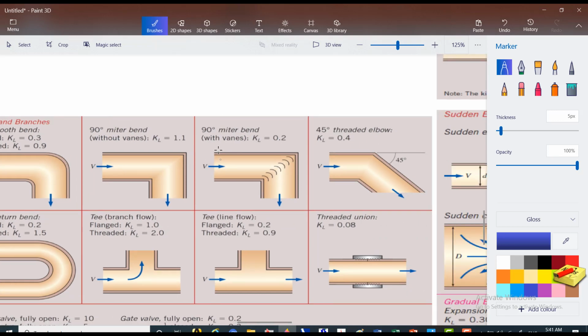So we also have the 90 degrees mitered. This one can be achieved in small sizes. Mostly it can be achieved in bigger sizes, but it's not advisable to install.